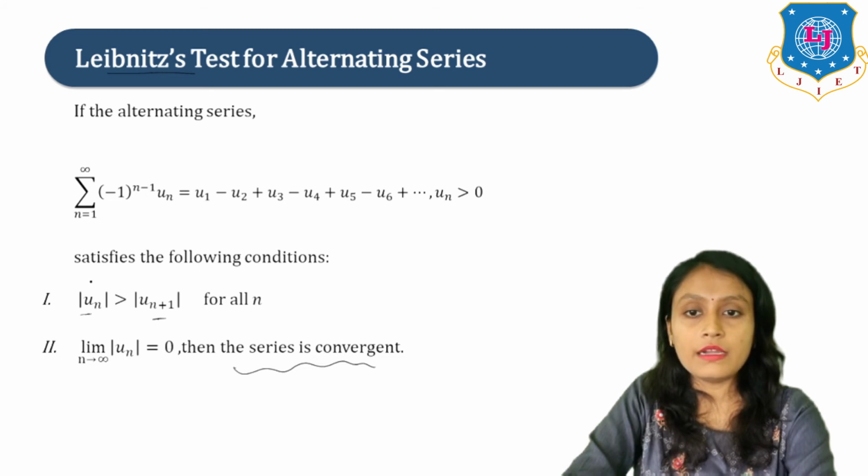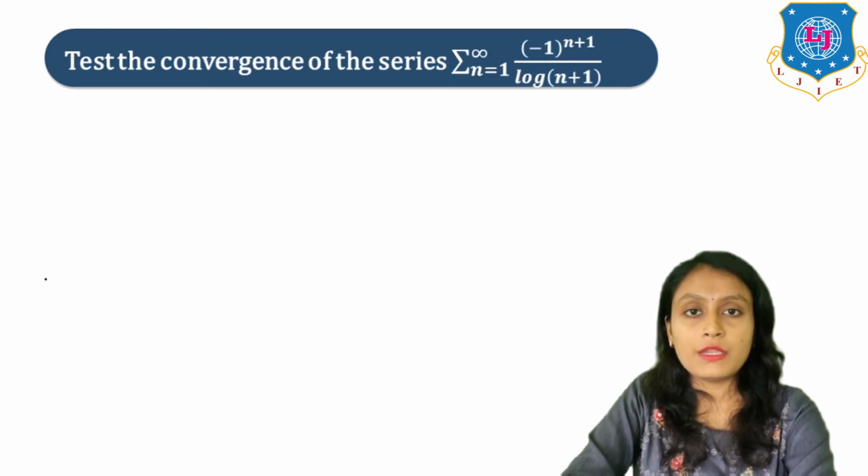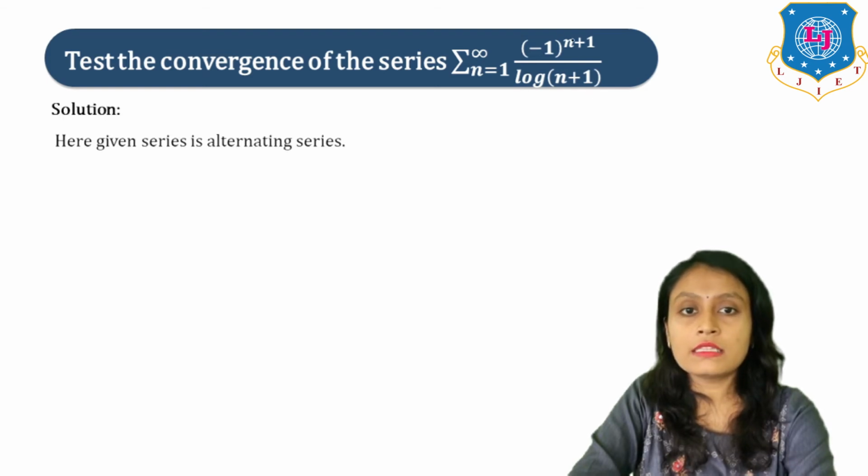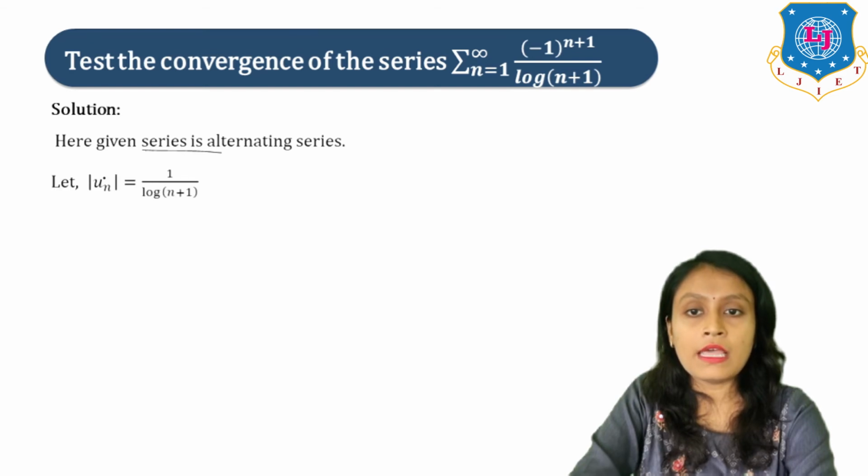So if these two conditions are satisfied, then we can say that the given series is convergent by the Leibniz test. Right? Now, let's begin with the example. Test the convergence of the series (-1) raised to n plus 1 upon log(n plus 1). From the question you can see that this is an alternating series. Why? Because here we have the (-1) raised to n plus 1 form. So if you substitute n equal to 1, 2, 3 and so on, you will get the terms as minus, plus and so on. So this given series is an alternating series, so we will apply the Leibniz test.